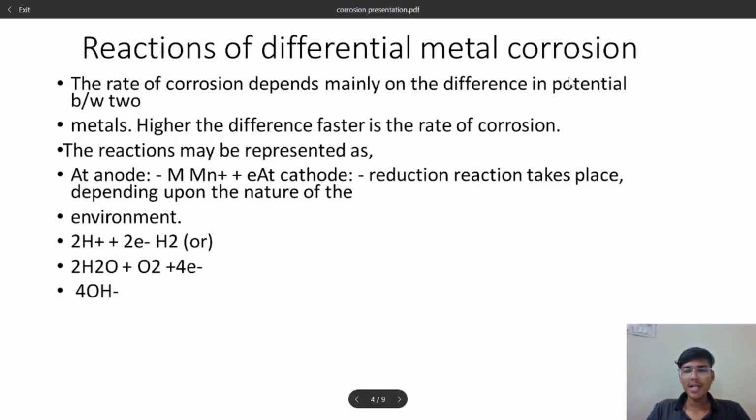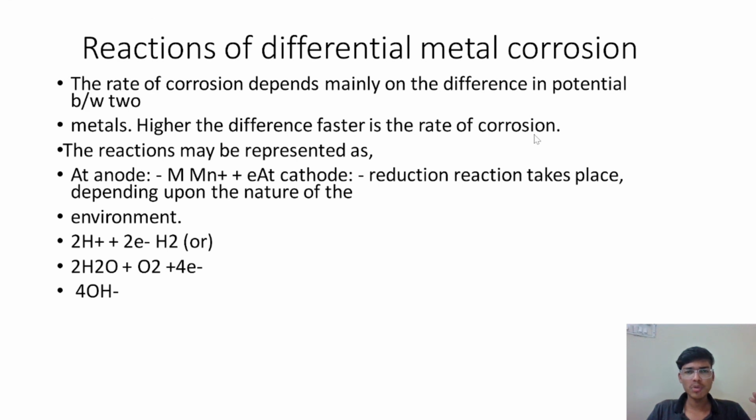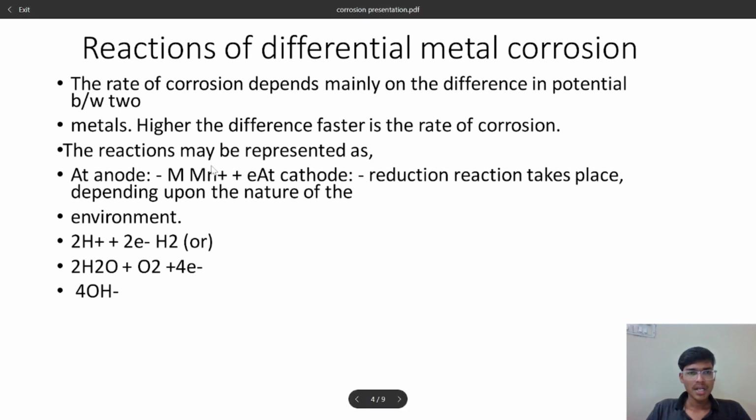Reactions of differential metal corrosion. The rate of corrosion depends mainly on the difference in potential between the two metals. The higher the difference, the faster the rate of corrosion. In the electrochemical series, if the difference between the two metals is higher, then the corrosion occurs at a faster rate. The reactions may be represented as: at the anode, the metal gives rise to its metal ion by giving up electrons.